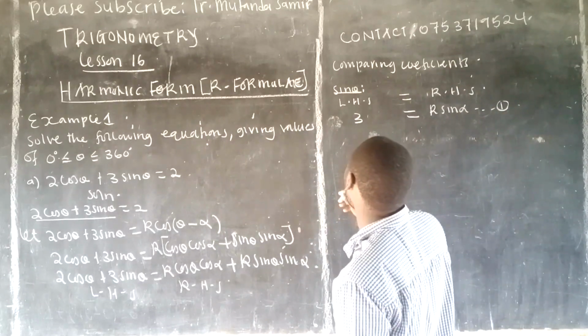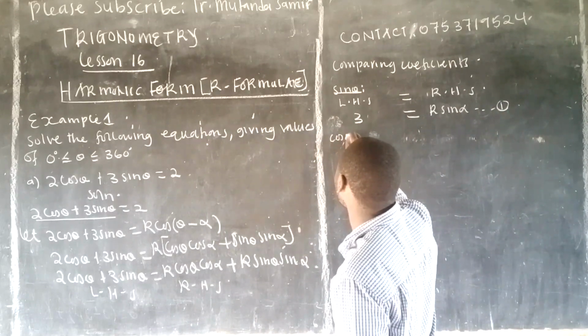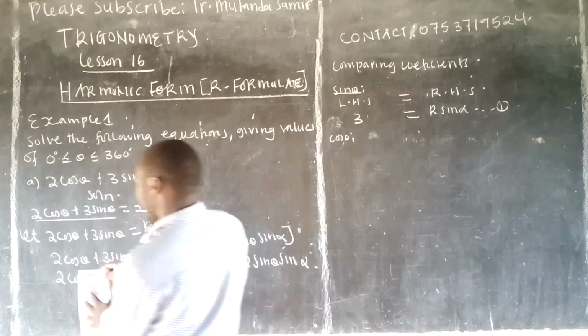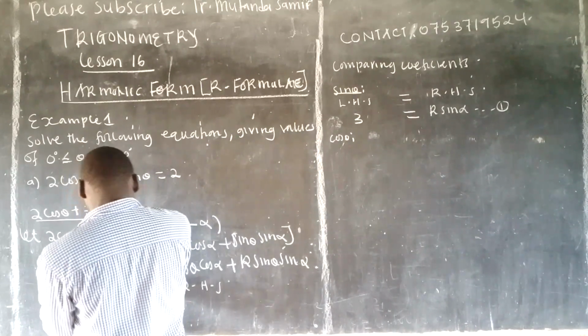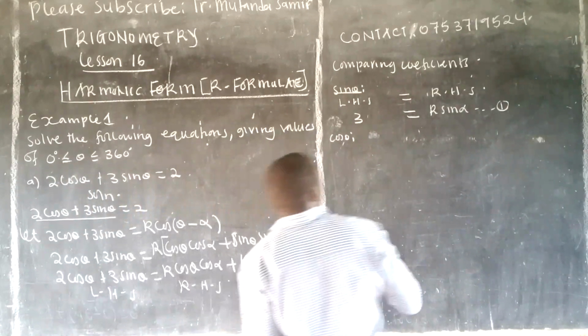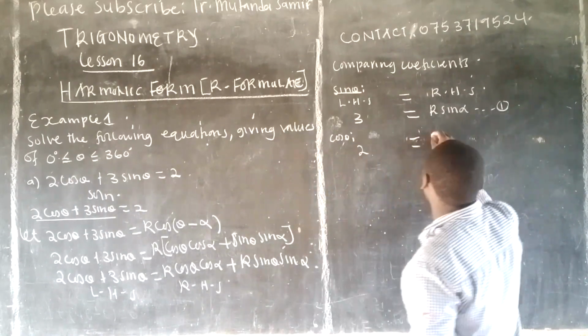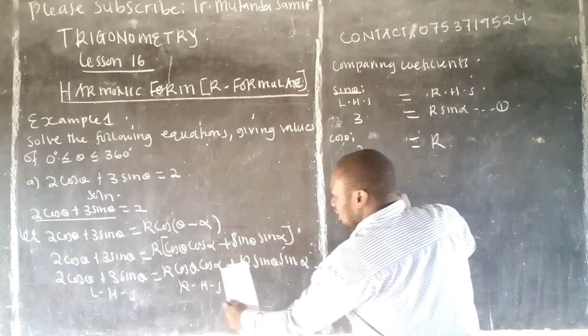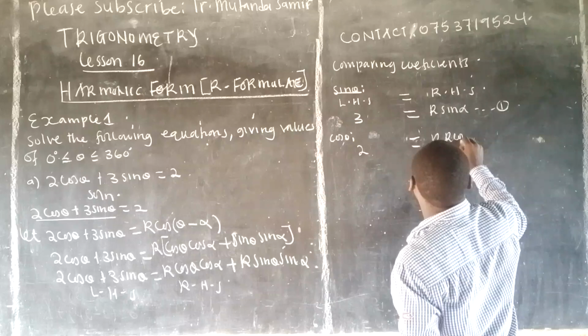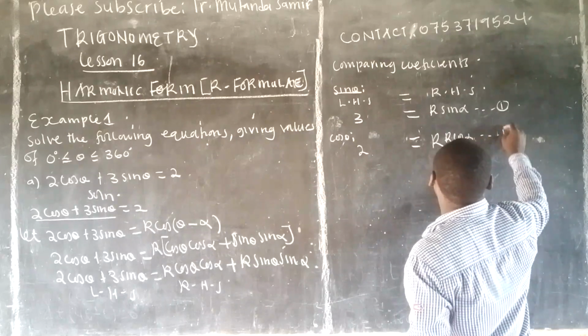Next, also compare coefficients of cos theta. Where are you? Is here. And the coefficient there is 2. You can see the coefficient there is 2. So I have 2 is equal to R cos alpha, the coefficient of cos theta on the right, and this is equation 2.